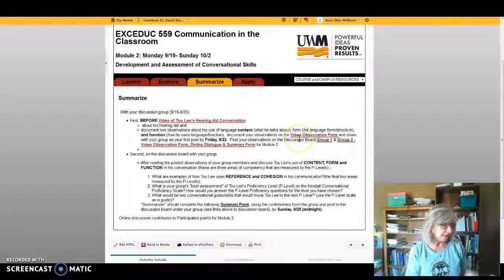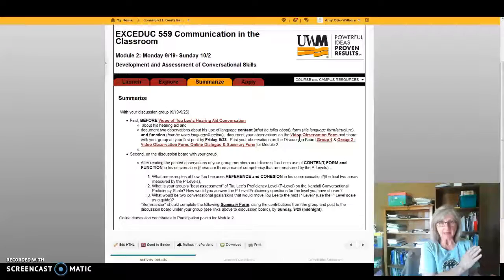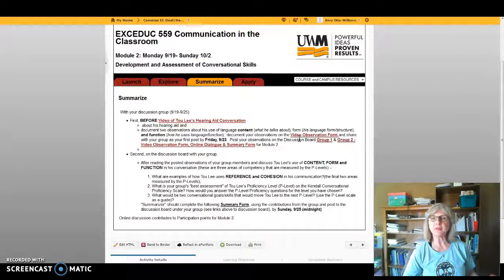You'll look at that sample, and then for Friday, the first thing you're going to do is really look at content, form, and function. If you remember from last module, those are 3 really key areas for us to describe and look at communication development. So you have an observation form that really does lay out what the task is.